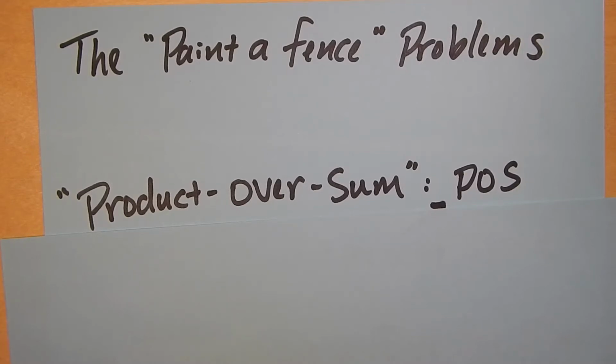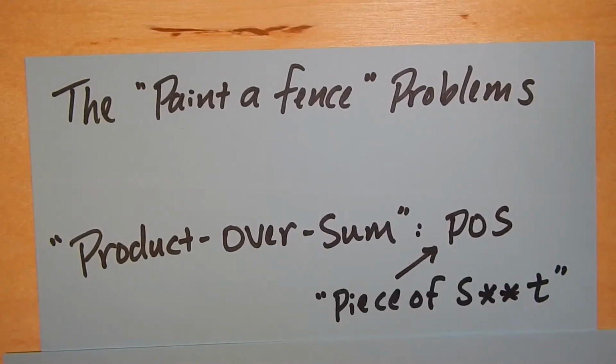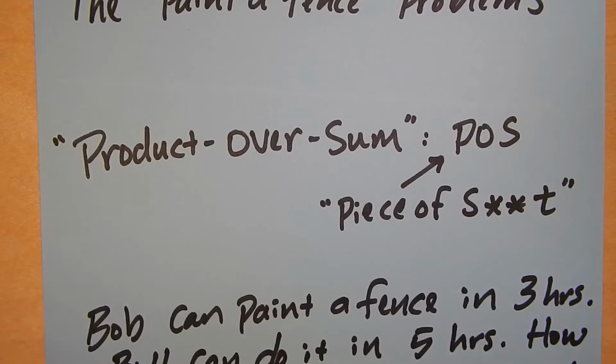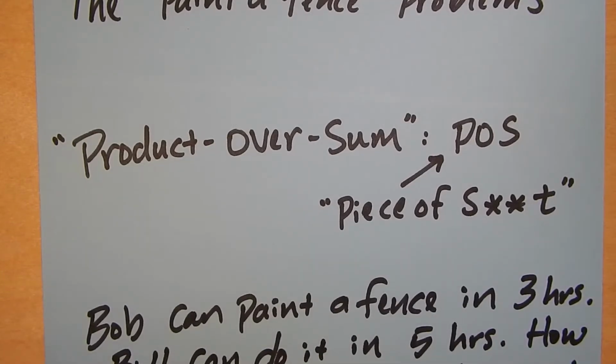The method that we use is finding a product and finding a sum, and then just finding the quotient of those. So what I call them is the POS problems. You might also remember them as the piece of shit problems, because they can be kind of frustrating. So let's talk about an example.